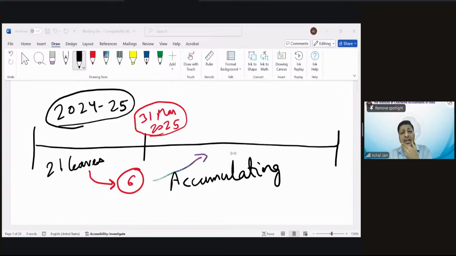Navneet is asking, sir, in accumulating, will carry forward not be added? See, because it's a carry forward, that's why you are calling it as accumulating. So to say it will not be added is not correct. Because it will be added, that's why it's called as accumulating. So of course that will be added. Clear, Navneet?